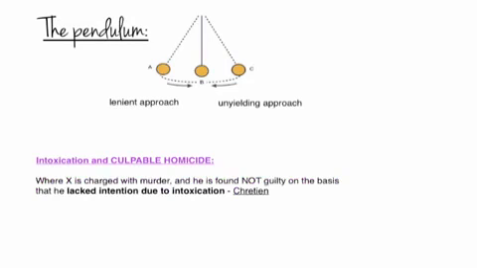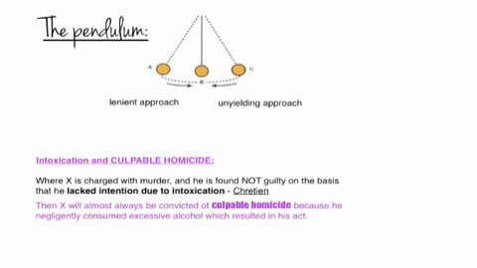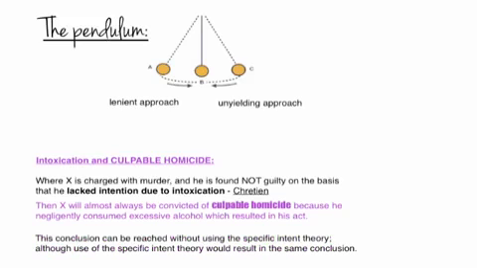Intoxication and culpable homicide. Where X is charged with murder and is found not guilty on the basis that he lacked intention due to intoxication, as held in Chrétien, then X will almost always be convicted of culpable homicide. This is because he negligently consumed excessive alcohol, which resulted in his act. This conclusion can be reached without using the specific intent theory. Although, if you use the specific intent theory, you would reach the same conclusion.